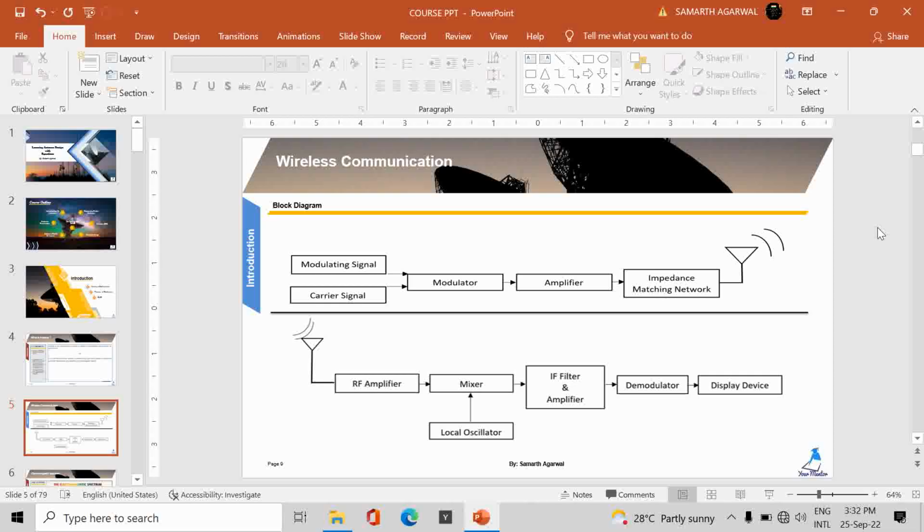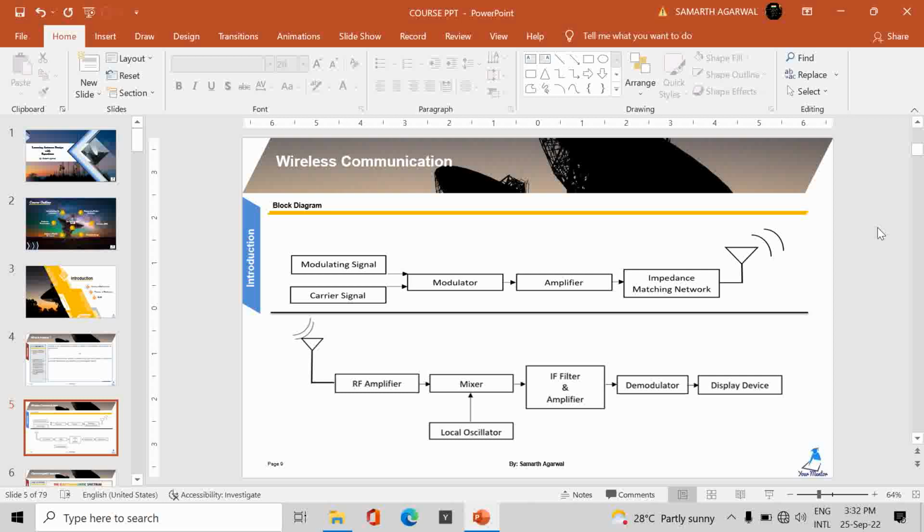And on the receiving side, during the receiving of the signal, first of all we have to take an RF amplifier, because we are receiving radio waves. That's why an RF amplifier is needed. Then further it goes to the mixer, which has a local oscillator.